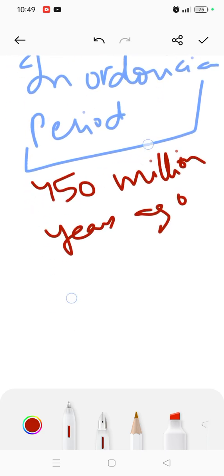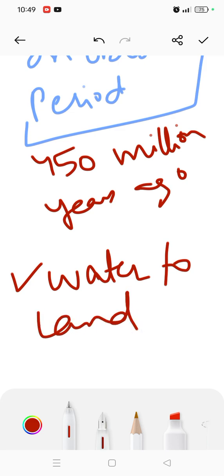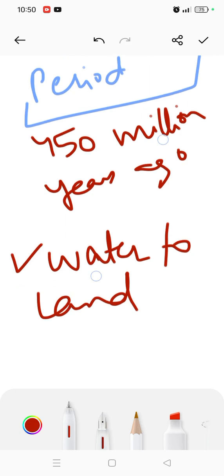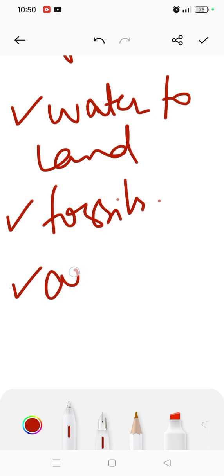And they have water-to-land adaptation. This means every plant came from water to land. This is accepted by all scientists. The first evidence is that plants came from the sea to the land, as seen in fossils. And all biologists agree that land plants and animals both evolved from aquatic ancestors.